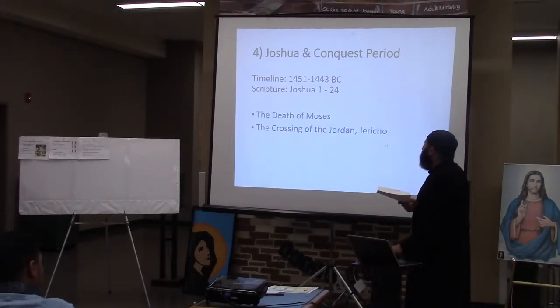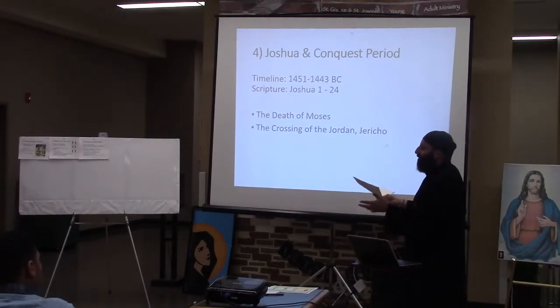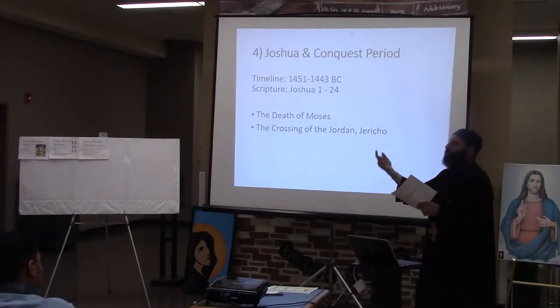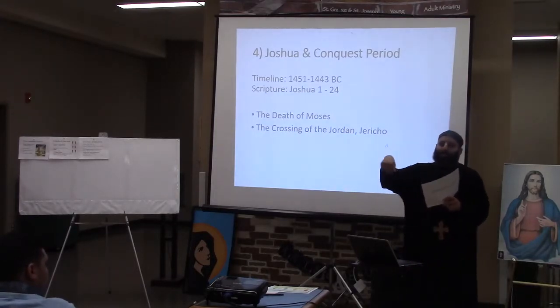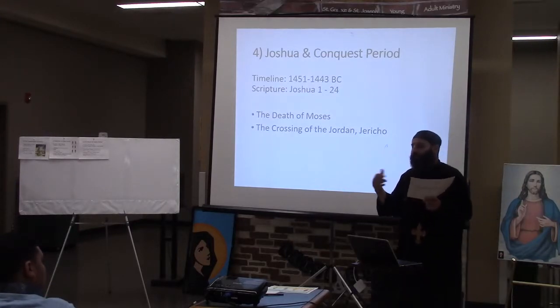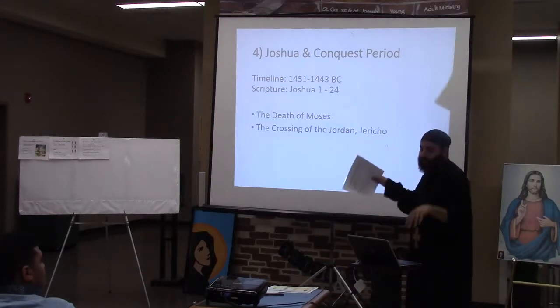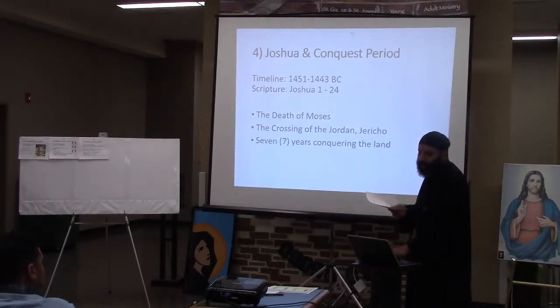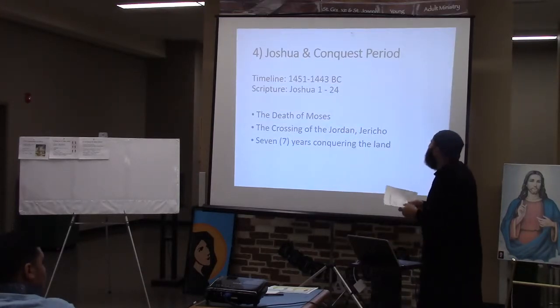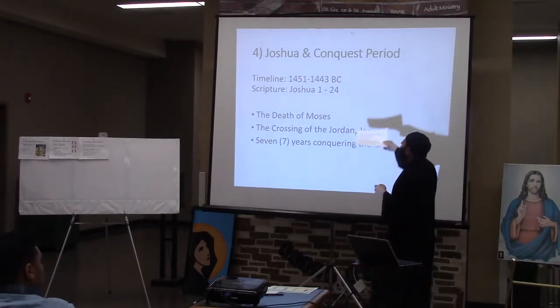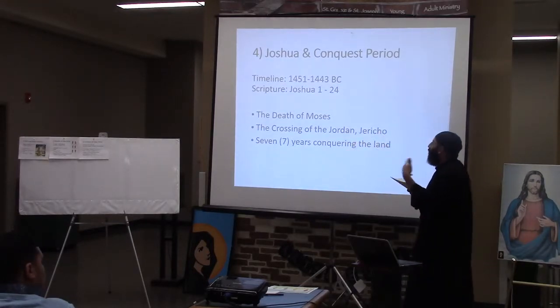So they cross over the Jordan, just like the Red Sea, but this time it's through the Jordan. And they enter into Jericho, and you know the story of Jericho, where they go around 7 times. They go for 7 days once every day, and then the last time they go around 7 times, and the walls of Jericho fall. And then this begins the conquest period, because for 7 years they're basically conquering land.